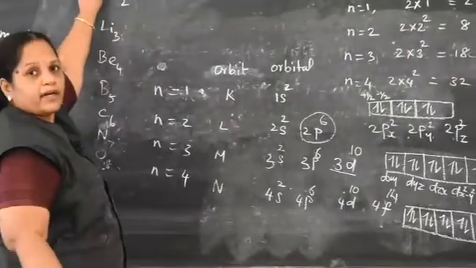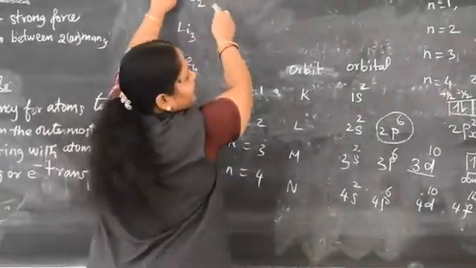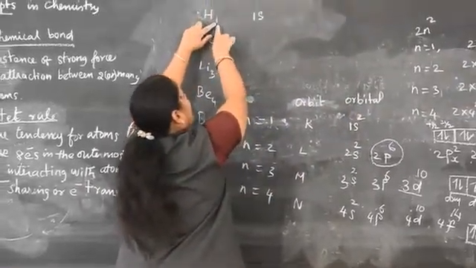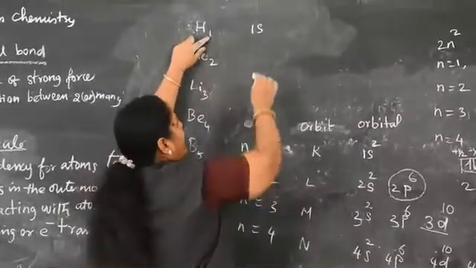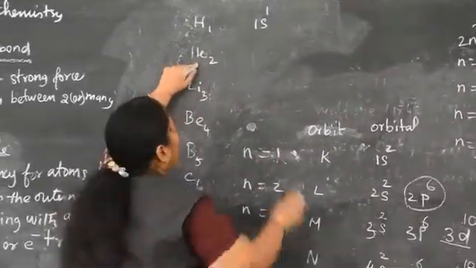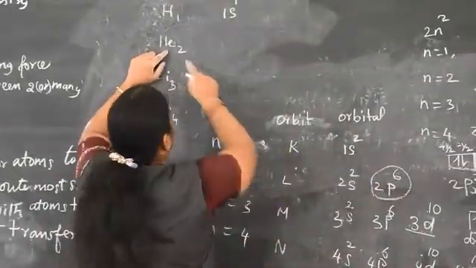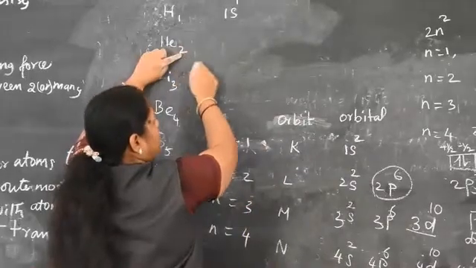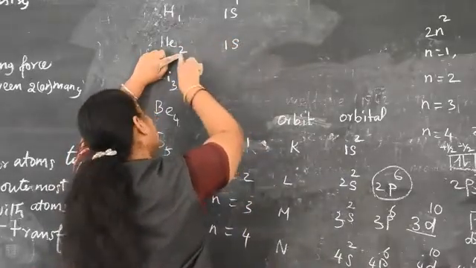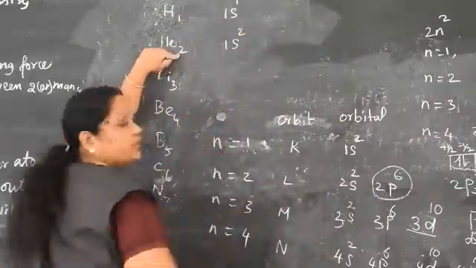The atomic number of hydrogen is 1. So what is the first shell for hydrogen? 1s. Here the number of electrons is 1, that's why only 1 electron. Then helium. First shell, n equal to 1, 1s2. The atomic number of helium is 2, so the electrons are filled in 1s only. The maximum number of electrons in an s orbital is 2. That's why you fill it with 2.